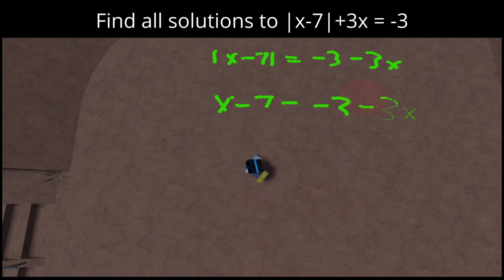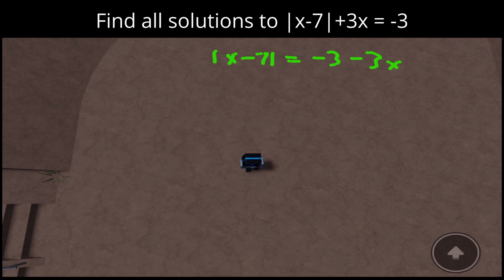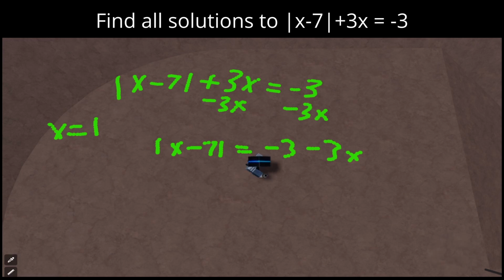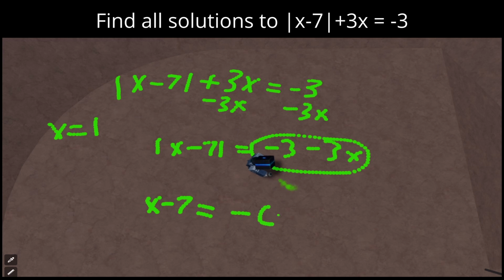I'm just going to erase all of this here. And I'm going to write x is equal to 1 at the side here, so we save that solution. Now I need to set x minus 7 to the negative version of whatever this is. So x minus 7 is equal to negative 3 minus 3x. If I distribute the negative sign, that becomes 3 plus 3x. To solve for x, subtract 3 from both sides.